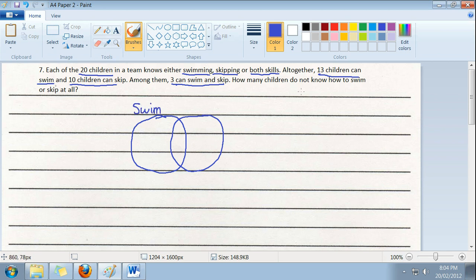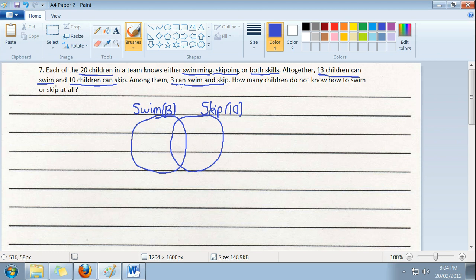Now based on the problem, we know that 13 can swim. So I'm going to write 13 in brackets here. So basically what it tells us is that 13 children in the team can swim. Alright. Next one. 10 can skip. So I'm going to write skip here. And I'm going to put 10 because the problem tells us 10 children can skip.